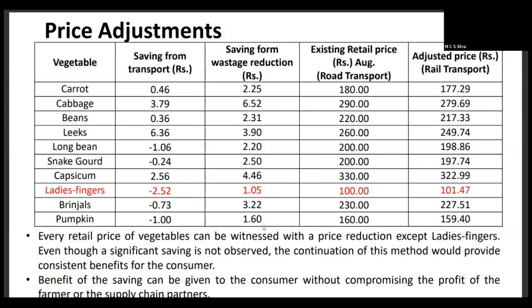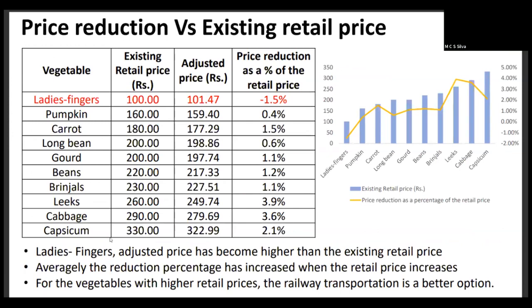This is the price adjustment considering the wastage and the logistic cost difference. As mentioned in the last column, every retail price of vegetable can be witnessed with a price reduction except lady's fingers. And price reduction percentage is also increasing when the retail price is increasing. Like lady's finger, the suggested price has become higher than the existing retail price. Averagely, the reduction percentage has increased when the retail price is increased. Also, for the vegetable with the higher retail price, the railway transportation is a better option.